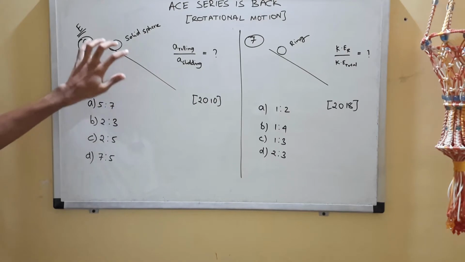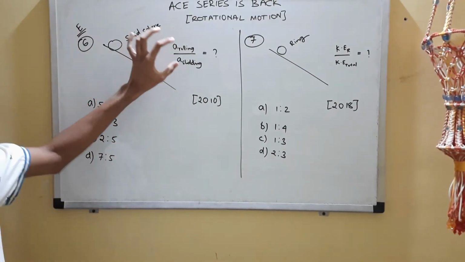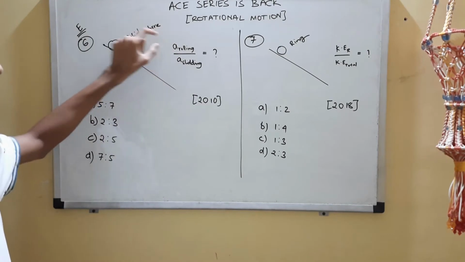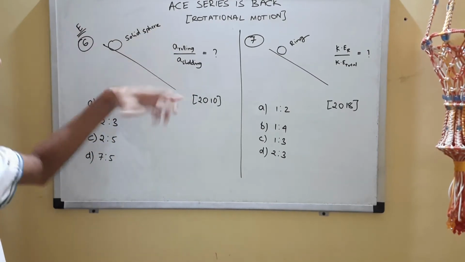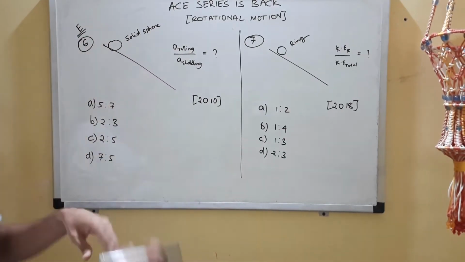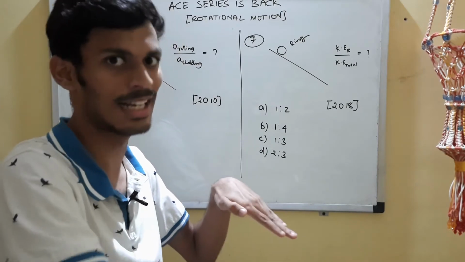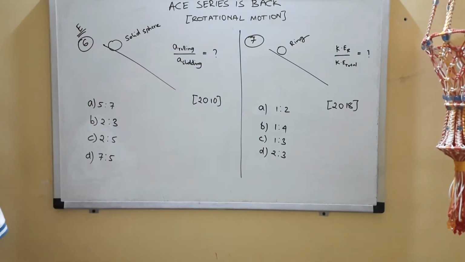Here you have an inclined plane. On that you are rolling a solid sphere. You are supposed to deduce this ratio: what is the acceleration of rolling of this sphere to the sliding? One time you are going to let it roll and the second time you are going to make it slide. You are supposed to tell the ratio in that case.